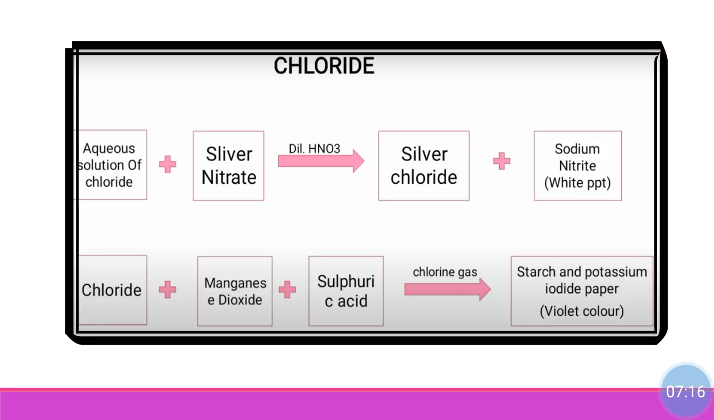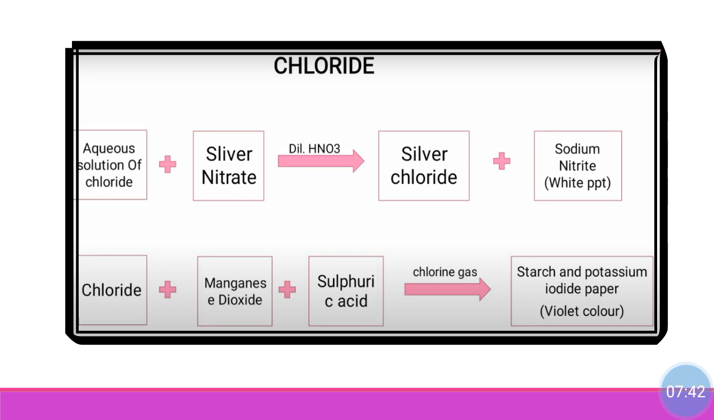So the chloride limit test we had performed in the practicals. Similarly, in the chloride limit test we are using silver nitrate and dilute HNO3, then there will be a formation of silver chloride, a white precipitate. So this test is like the limit test for chloride.